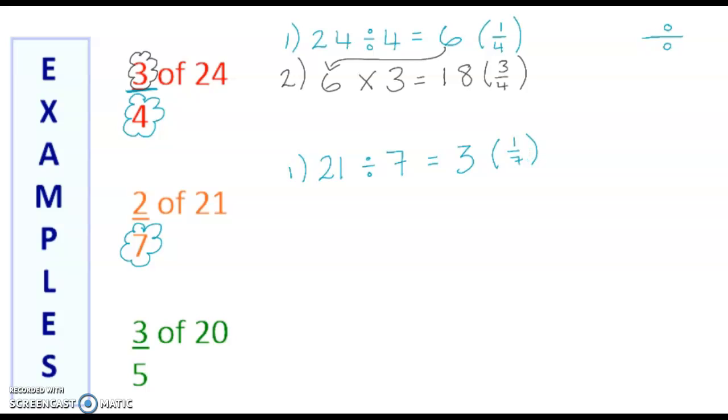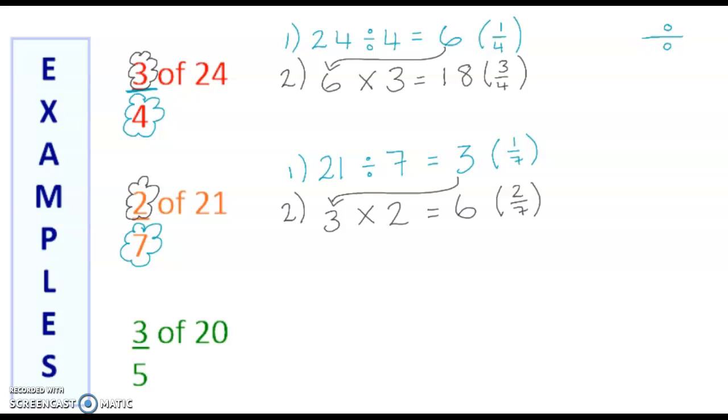But remember, for this question, I don't want a unit fraction. I don't want 1/7. I want 2/7. So for step number 2, I'm going to bring that answer down, and I'm going to times it by the top. 3 times 2. I bet you don't even need your planner for that one. 3 times 2 is 6. And that is 2/7 of 21. That's my answer.